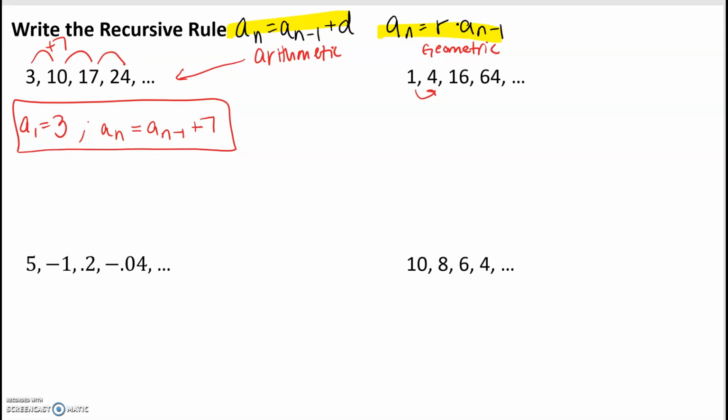Okay, second one, I'm going to look and see what's going on. I know my first term is a 1, and it looks like each time I am multiplying by 4. So this one is geometric. So my rule is going to look like a sub n equals 4, that's my common ratio, times my previous term.